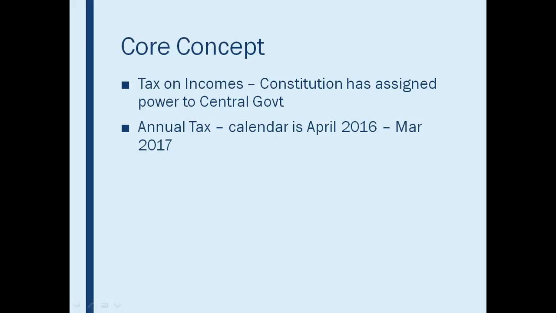And of course, after March 2017, the new year, that is April 2017, begins afresh. So April 2017 to March 2018 will be the next year from the income tax point of view. So it goes on, beginning every April and ending on a March.